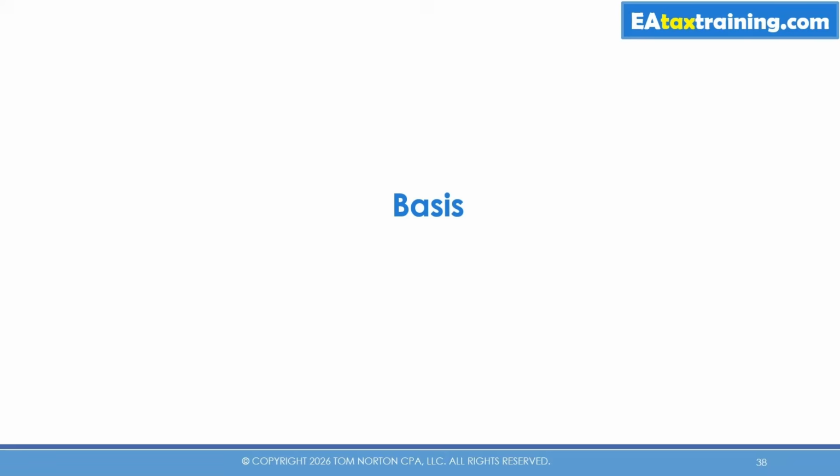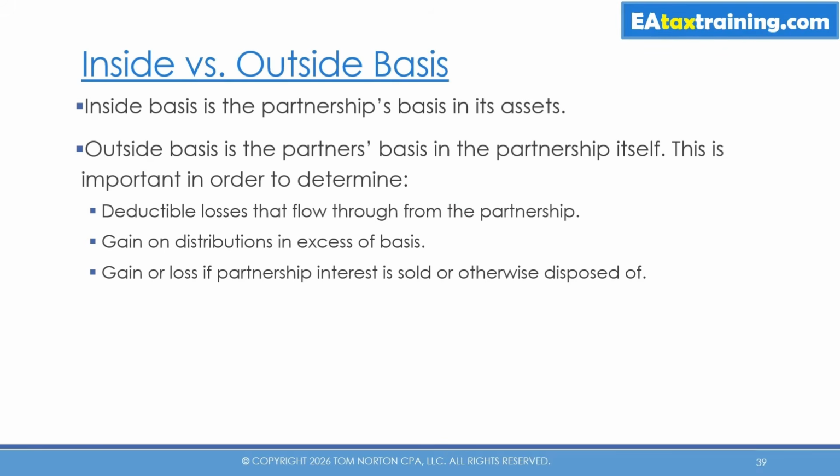So, like other assets that people own, each partner will have a basis in the partnership. And when we talk about partnerships, there are actually two different types of basis that we need to think about: inside basis and outside basis. Inside basis is the partnership's basis in its assets. So every business owns assets. It has a basis in those assets, as we've talked about in previous videos. So a partnership is no different.